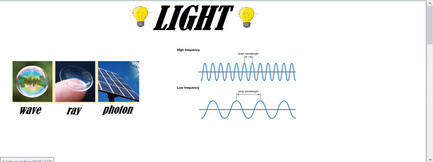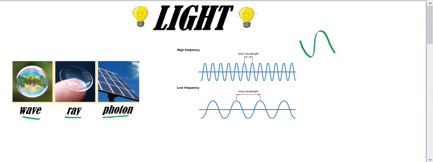In this video, we will be learning about light, the components of light, and how they interact with one another. There are three types of light: waves, which is what we see with our eyes, rays, which is the reflected waves, and photons, which is particles of light.